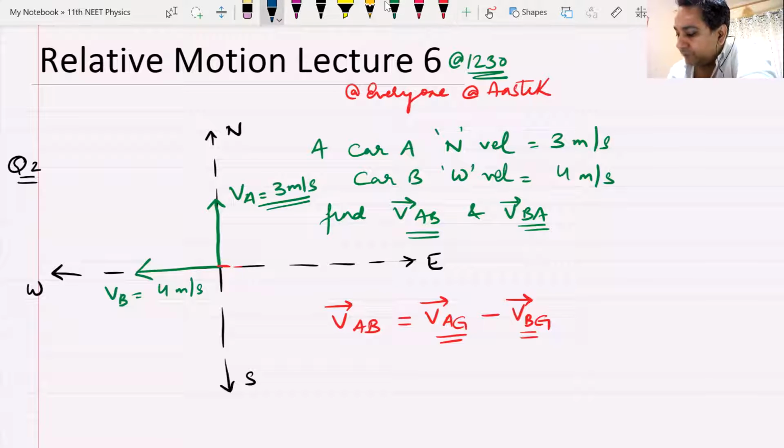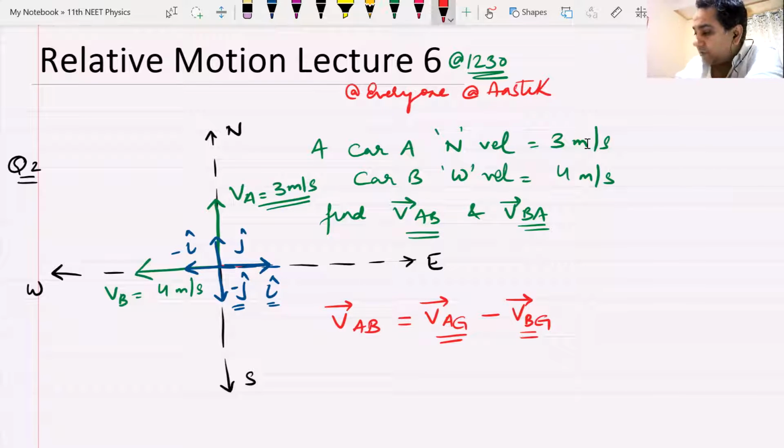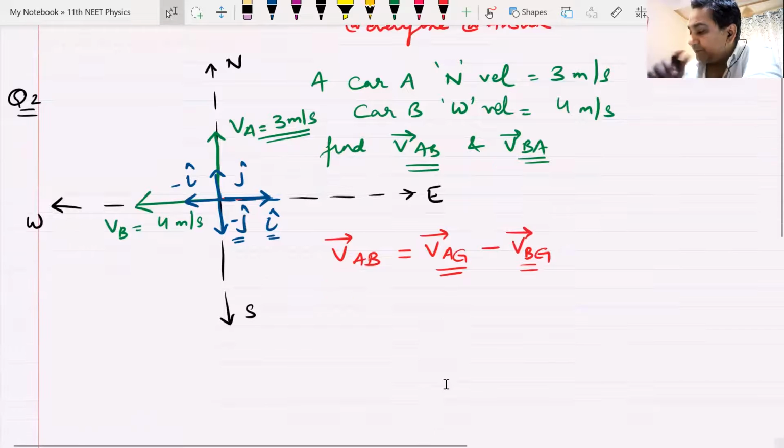We have i vector here, we have j vector here, we have minus i vector here, and we have minus j vector here. Am I correct, Niharika? Yes, sir. Okay. Now tell me, how do I find the value of velocity of A with respect to ground? How much is the velocity of A with respect to ground?